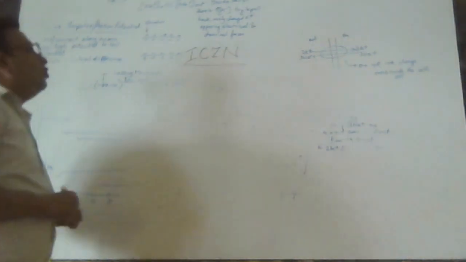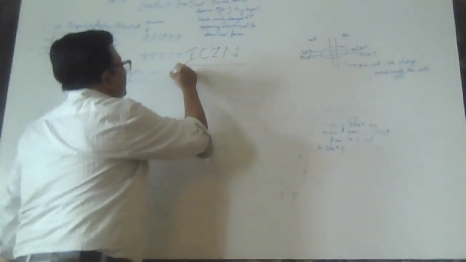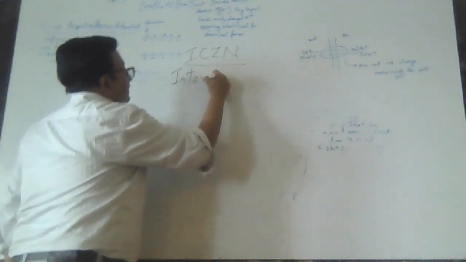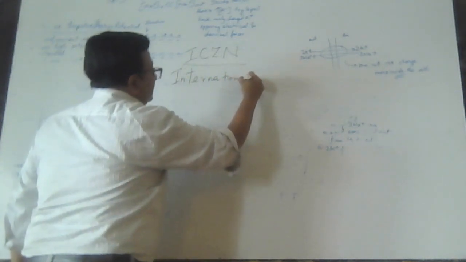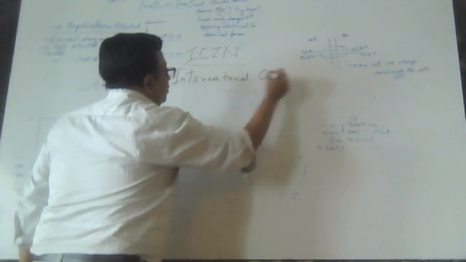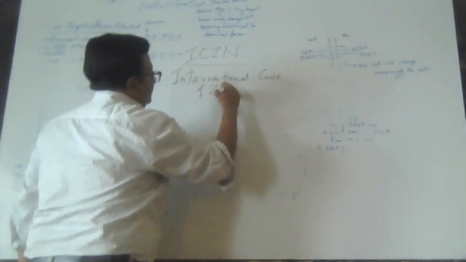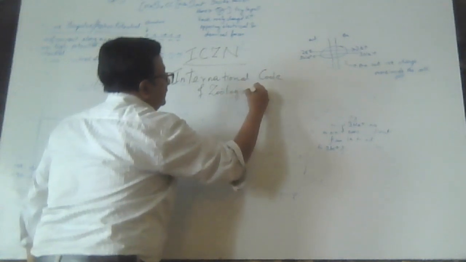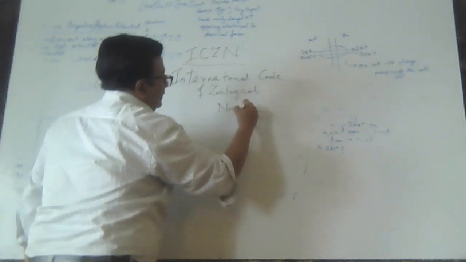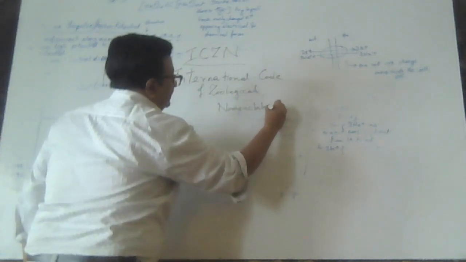ICZN. Now what does this ICZN stand for? Anybody? The International Code for Zoological Nomenclature. Very good. International Code of Zoological Nomenclature. Okay, so what is this International Code of Zoological Nomenclature?